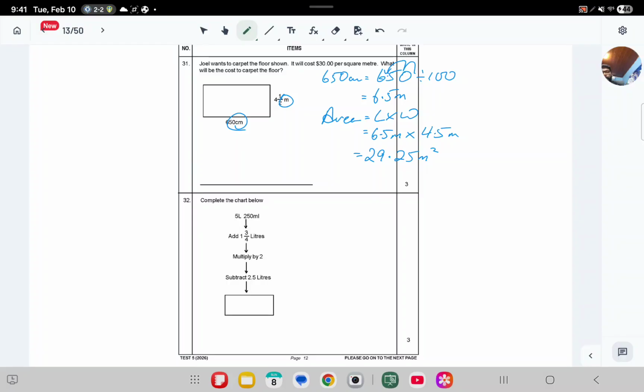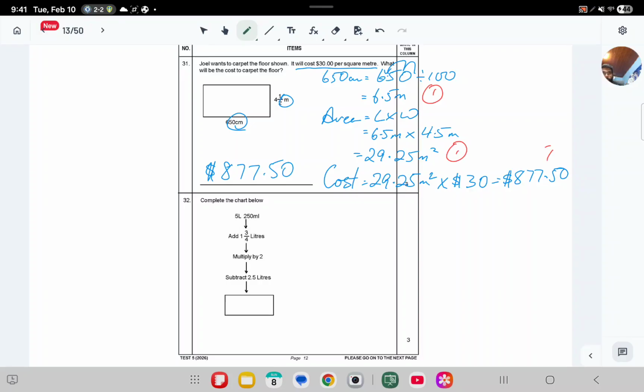29.25 meters squared. They said it costs $30 per square meter. So the cost would be the 29.25 meters squared multiplied by the cost for 1 meter, which is $30. And that will give us $877.50. One mark for the conversion, 1 mark for the area, and 1 mark for the cost.